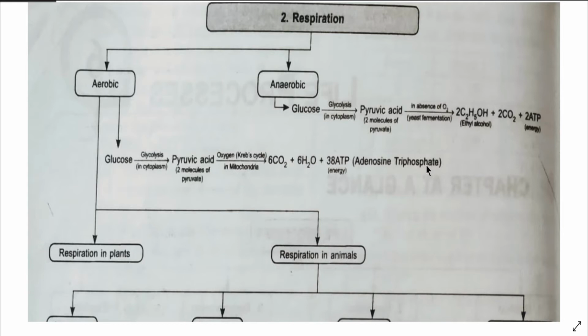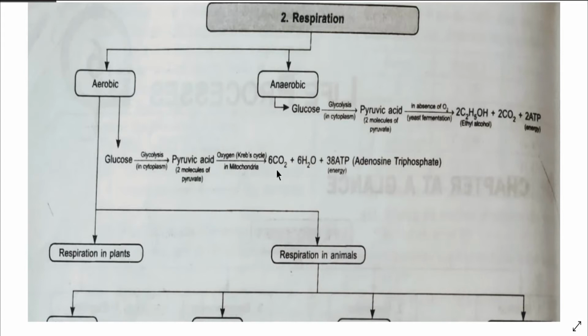triphosphate. Clear? So what happened in aerobic respiration? The glucose reaches each and every cell, and in the cytoplasm this glucose converts into pyruvic acid. Then in the mitochondria of the cell, it combines with oxygen and gives out carbon dioxide, water, and ATP. As you can see, the complete combustion, the complete oxidation of the glucose occurs here. That's why more energy is released.